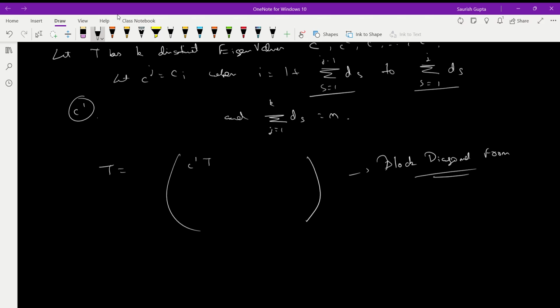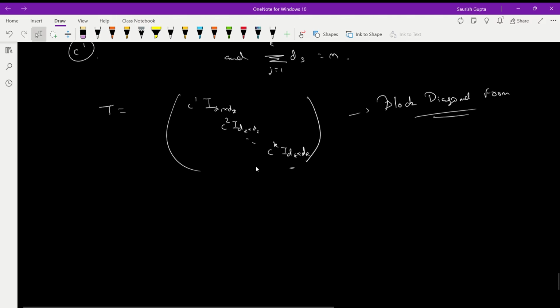So if C1 appears D1 times, D1 is the multiplicity of the distinct eigenvalue C1. So we can write it as C1 times I, where I has dimension D1 cross D1. Then you have C2, here you have D2 cross D2, and so on till you have CK. Here I is of the form DK cross DK. This is pretty easy to understand, right?